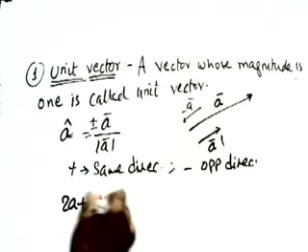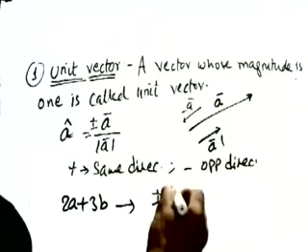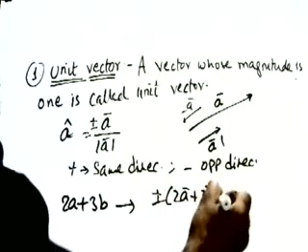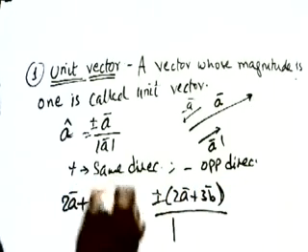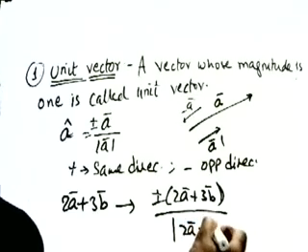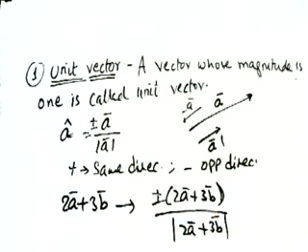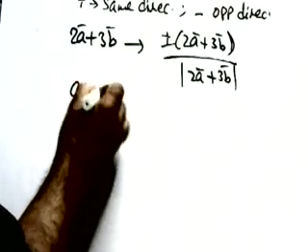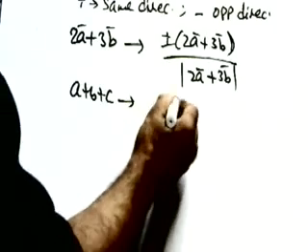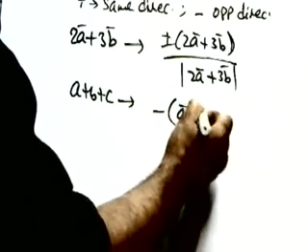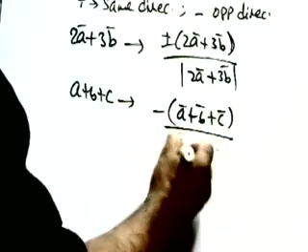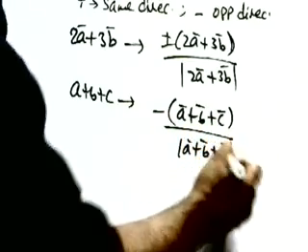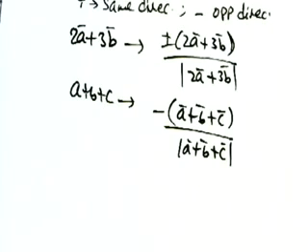Suppose we have to find the unit vector of 2A plus 3B. What will be its formula? Plus or minus, 2A plus 3B divided by its magnitude, mod of 2A plus 3B. Suppose the question is how to find the unit vector in the opposite direction of A plus B plus C. Opposite direction means we have to use minus: minus of vector A plus vector B plus vector C divided by mod of A plus B plus C. So any vector divided by its magnitude is called a unit vector.